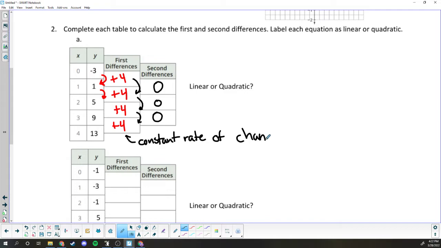And if I know anything about functions, there is only one type of function that has a constant rate of change, and that is a line. And lines are linear. Oh, so this must be linear. Yes. So if your first difference is constant, meaning you have a constant rate of change, it has to be linear. It's definitely not quadratic, at least.